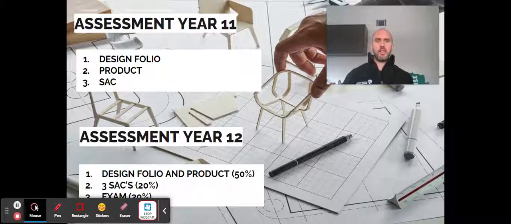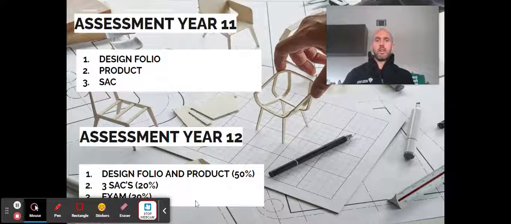Now, in terms of assessment, Year 11, you've got 3 main assessments. You've got your design folio, you've got your product, and you've got a SAC. Now, the SAC, you've only got one at each unit. The SAC in Unit 1 is based around sustainability. The SAC at Unit 2 is based around different styles and design movements, okay, which I can give more detail about if you'd like to come and see me.